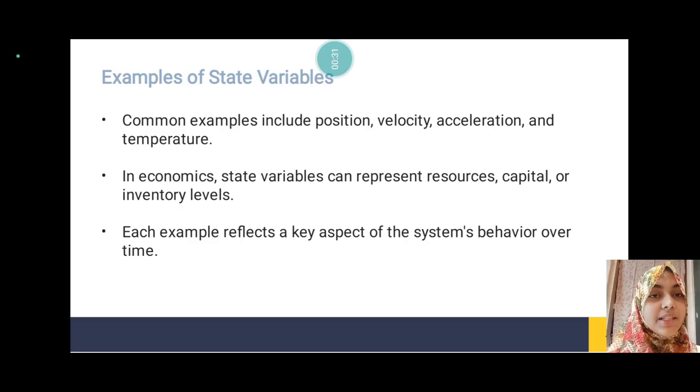Example of state variables. Common examples include position, velocity, acceleration, and temperature. In economics, state variables can represent resources, capital, or inventory levels. Each example reflects key aspects of systems behavior over time.